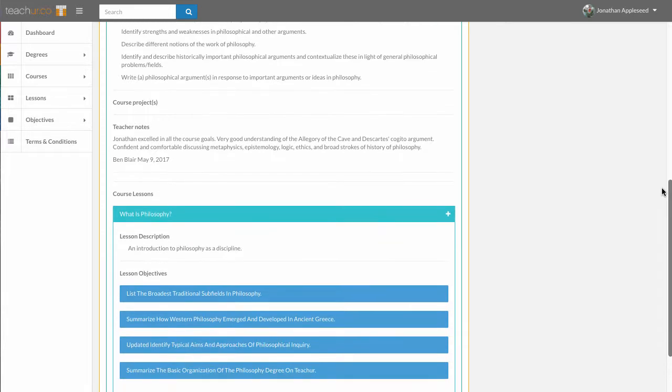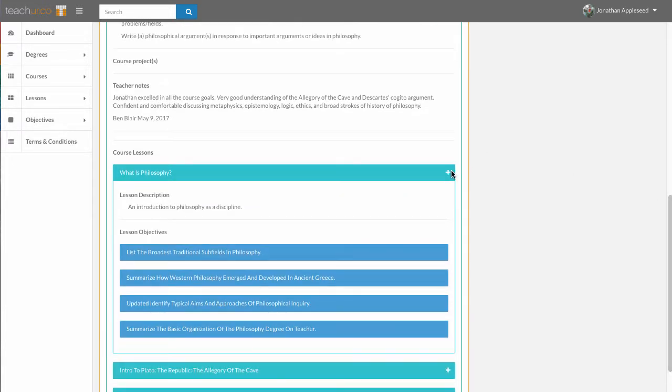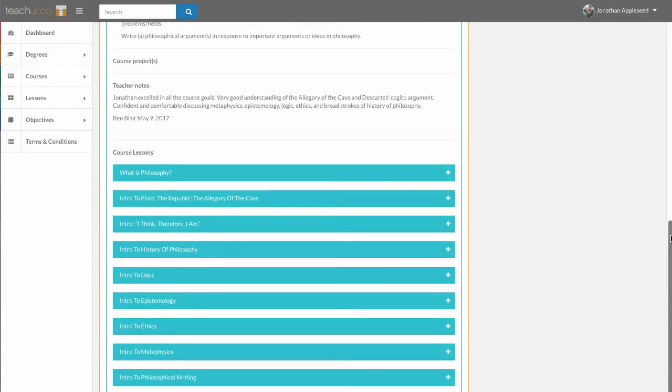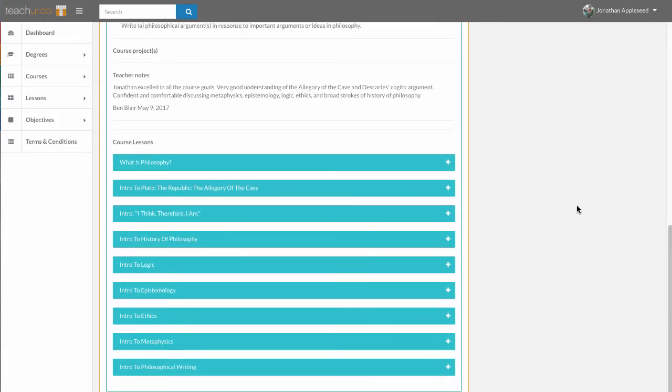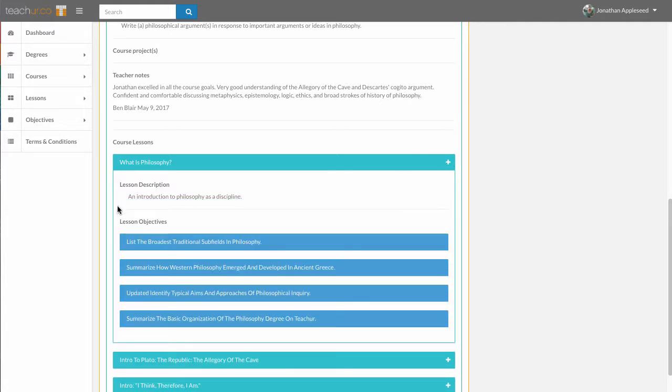So here are the lessons. I'll show you what the lessons look like. The course is Introduction to Philosophy. Here are the course lessons. And if we go into the course lessons, here are these objectives. List the broadest traditional subfields in philosophy. Summarize how Western philosophy emerged and developed in ancient Greece. Identify typical aims and approaches of philosophical inquiry. And summarize the basic organization of the philosophy degree on Teachur.